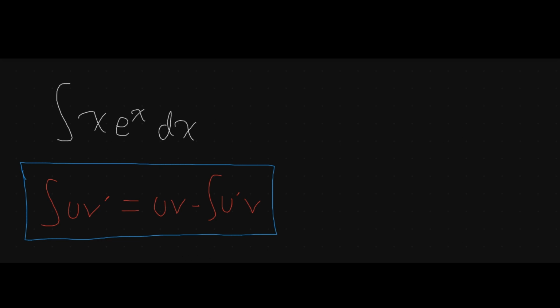This is where we need to choose which one of the two functions over here is u and which one is v. So let's start by writing somewhere separate what we choose as u and what we choose as v dash. In this case, we will choose x to be u and e to the x to be v dash. We will talk in the next example about how we can choose which of the two functions to be u and which one to be v dash. For now, let's just see how we can apply the formula to solve this integral.